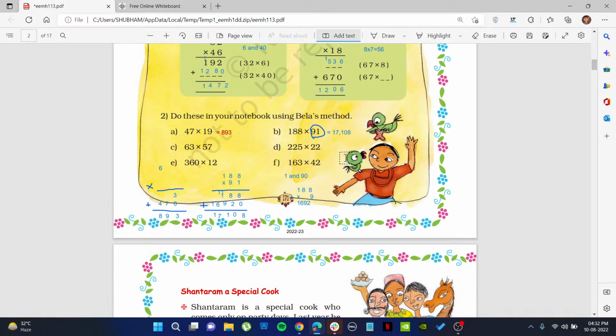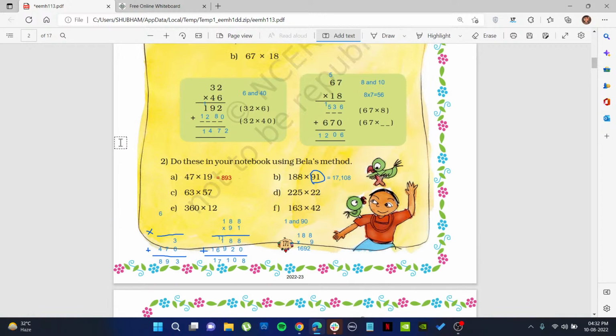Now let's solve for question C. For question C, we need to multiply 63 with 57. So here also we can solve this question by following the same approach. We need to break this 57 into two parts. And if we do so, we get 7 and 50. So first we will be multiplying 63 with this 7. And on doing so, we get how much?